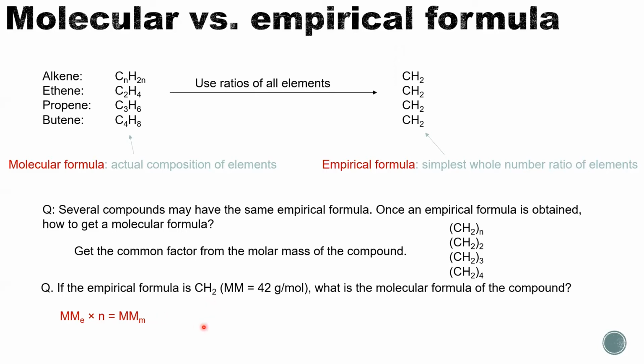So plug in the numbers. 14 grams per mole times n equals the 42 grams per mole molar mass of the molecular formula. So then you can get n equals 3. Once you have n equals 3, you can put the empirical formula in parentheses and write 3 as a subscript. Then multiply every subscript inside the parentheses by 3, and you get the molecular formula C3H6.